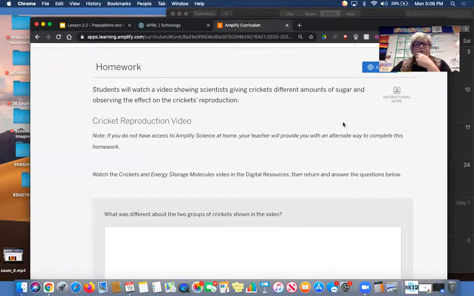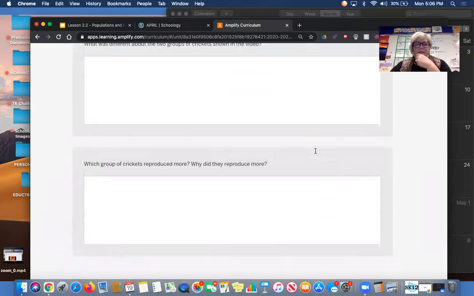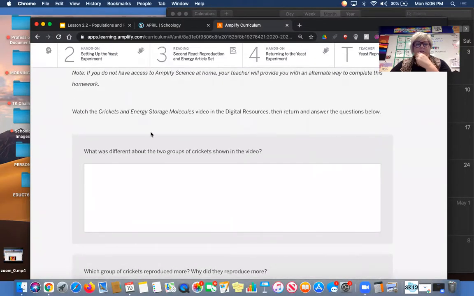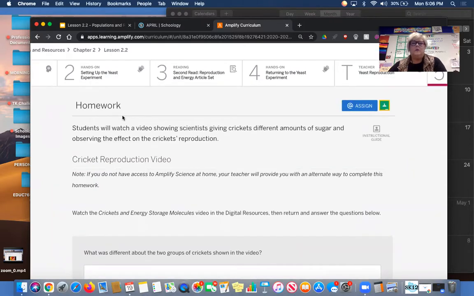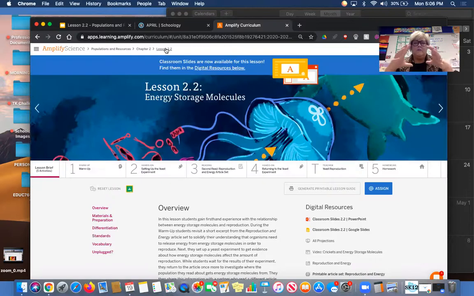You guys will have to follow the directions. It says right here, watch the crickets and energy storage molecules video in the digital resources, and then return back to Amplify on this activity to answer these 2 questions. So I want to remind you where your digital resources are, where you can find this video. Come on back up here. Look at the very top, click right here where it says lesson 2.2. It's going to take you back to the very front page for the overview of lesson 2.2.